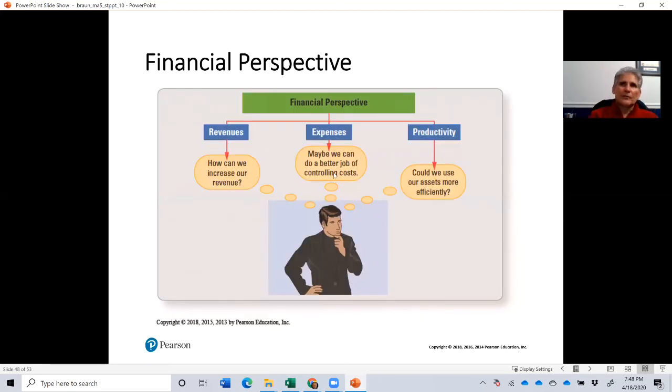Okay, so there were 4 areas of the quadrant. The first one was on the left top side. It was financial perspective. What you would expect is what you would expect. A financial perspective is going to be focused purely on the numbers, okay? So revenues, how can we increase our revenue? That may be a question. That's the financial perspective. Expenses, maybe we can do a better job at controlling costs. Financial perspective. Productivity, could we use our assets more efficiently? Okay. All these are bases of achieving our specific financial goals. So we're going to log these in as what we want from our financial perspective.